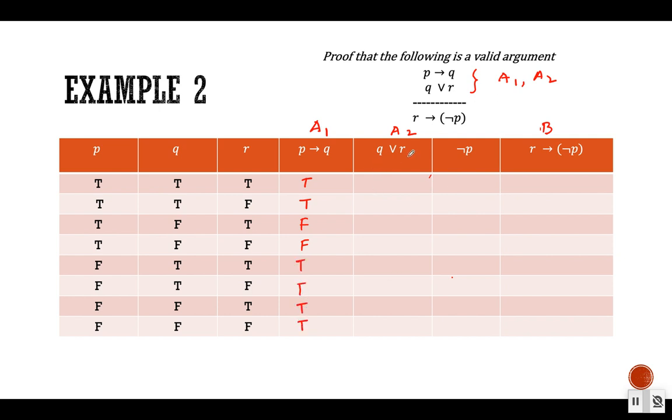Okay, Q or R. So Q or R, true, true, true, false, true, it will be false. Not P, so P it will be false.